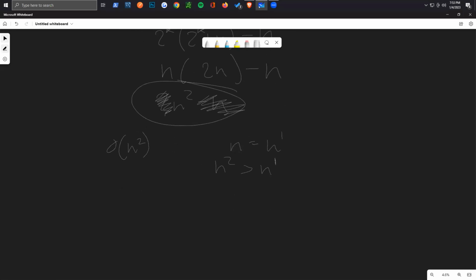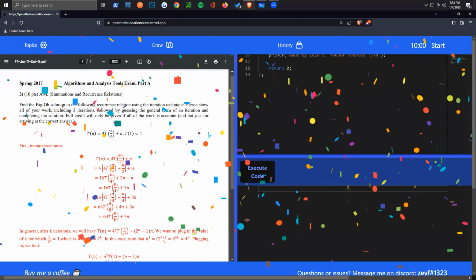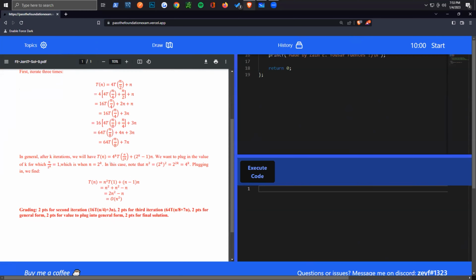All right, so let's check that. Should be n squared. Yeah, so there we go. So I ended up going through the 3 iterations. And yeah, they have 4 right here, 4 to the power of k. But really just identifying it is just kind of like what Eli said.